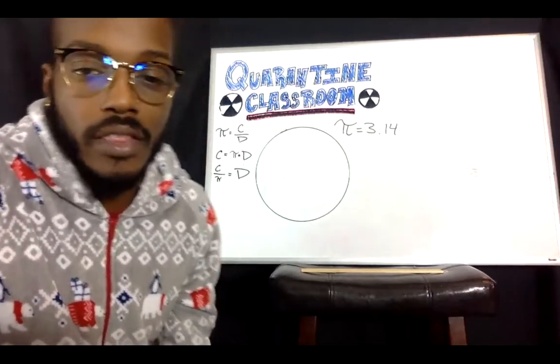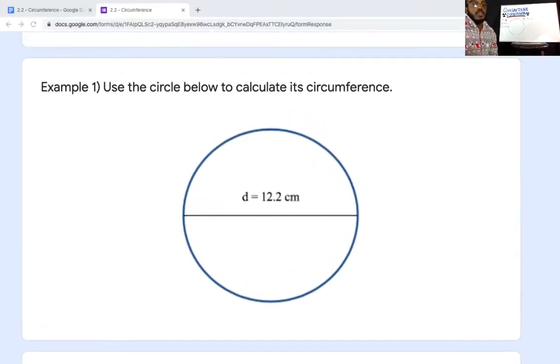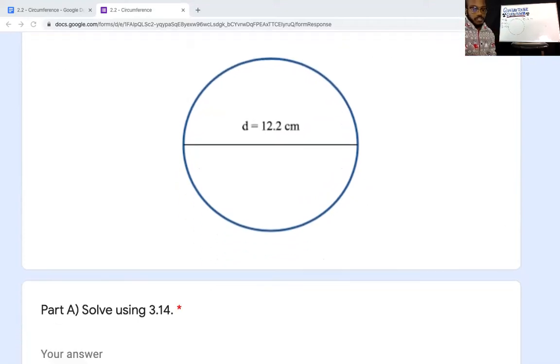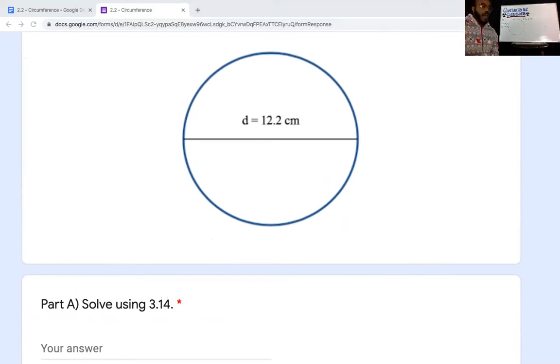All right, so in this first example of questions, we are going to be using the circle to calculate the circumference. We remember that the formula for finding the circumference is pi times diameter. Our diameter is 12.4. We're going to solve it using two different ways. The first way is by solving using an approximation of pi, using 3.14.